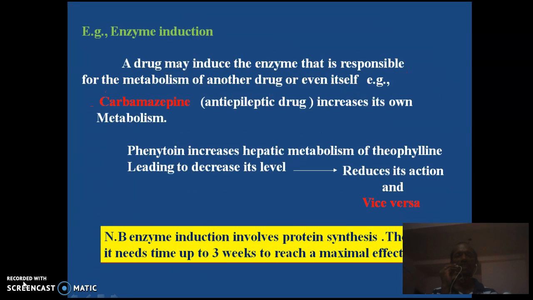The first one is enzyme induction. The drug may induce the enzyme that is responsible for the metabolism of another drug or even itself. Example, carbamazepine increases its own metabolism. Another example is when phenytoin is co-administered with theophylline, then it leads to decreased levels of theophylline by increasing its hepatic metabolism, thereby reducing its action, and vice versa is possible. So enzyme induction involves protein synthesis, therefore it needs time, up to 3 weeks, to reach a maximal effect.